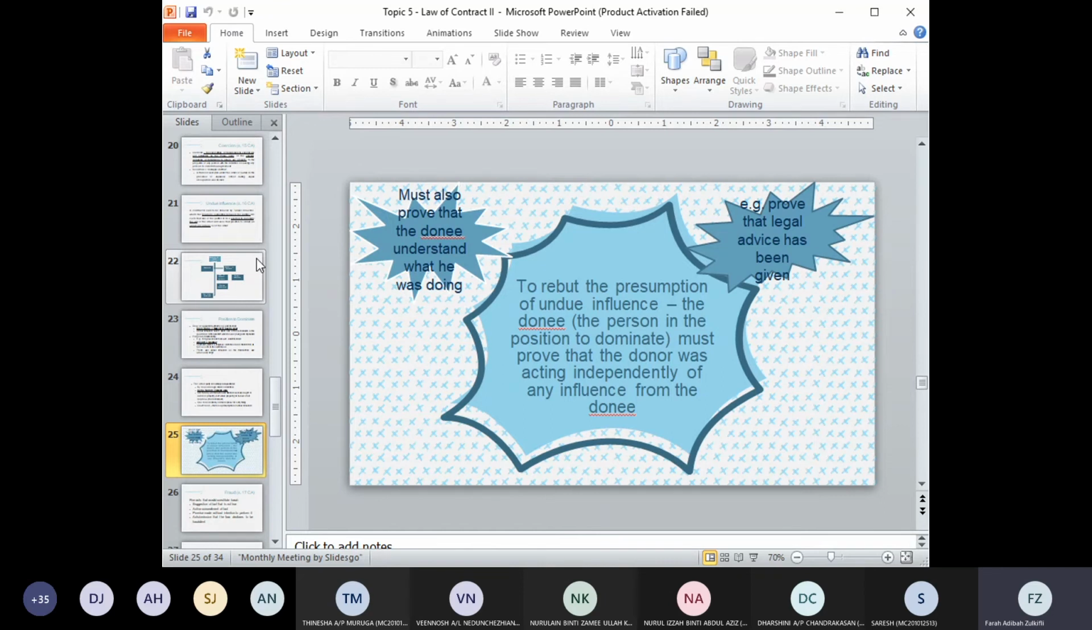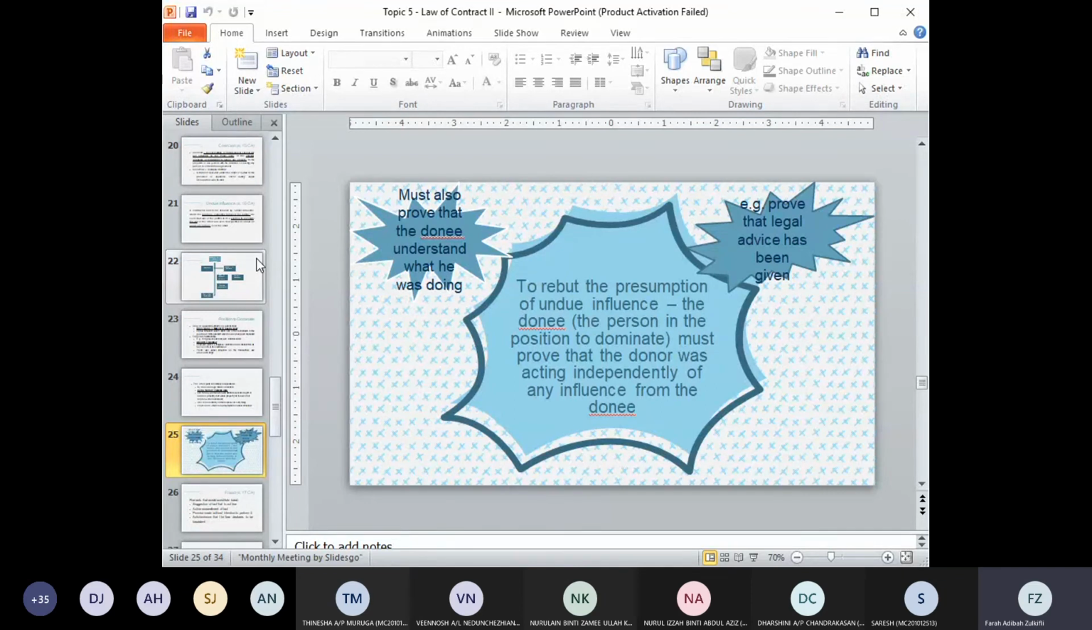You must prove that the donee understands what he's doing. So you must prove that the donee knows what he is signing, and he is willing, with a pure heart, to give the property to me. I did not say anything. I did not influence him in anything. So how to prove that? One of the ways is to prove that the other person has been given legal advice.